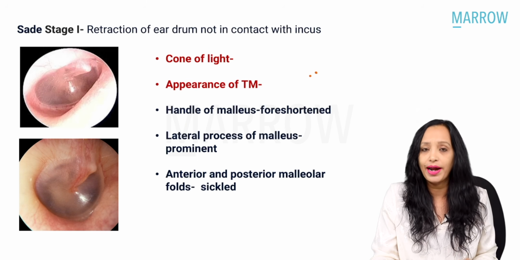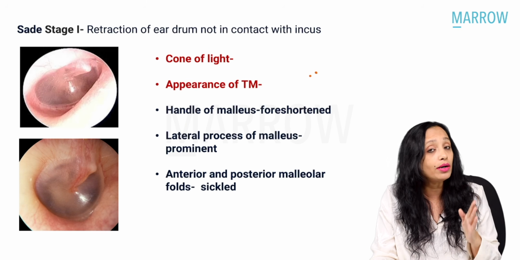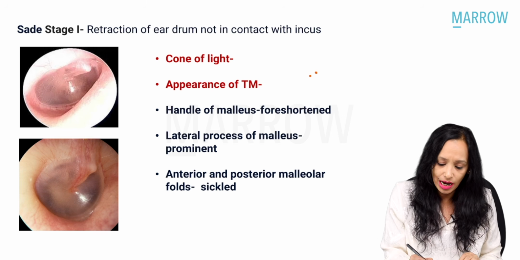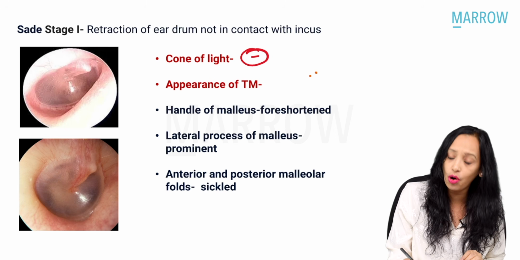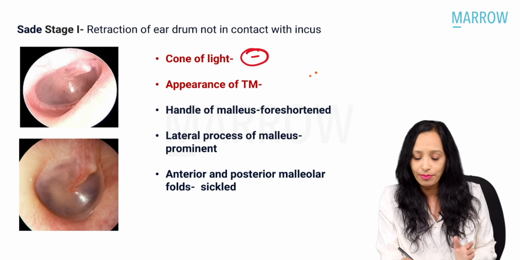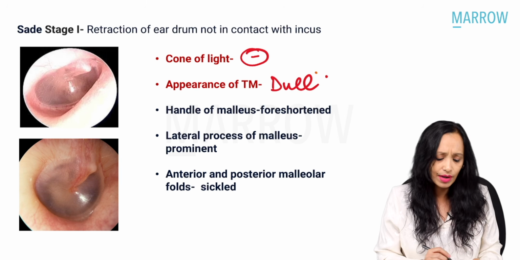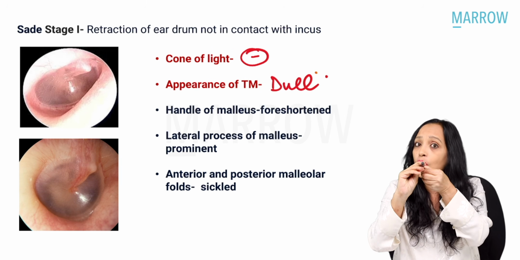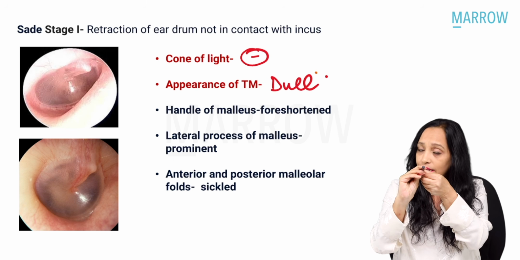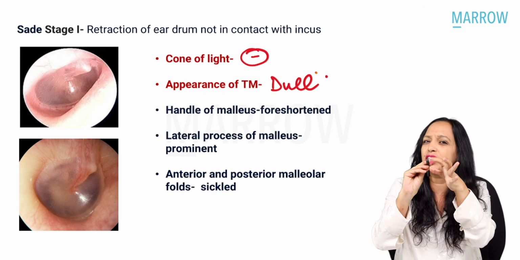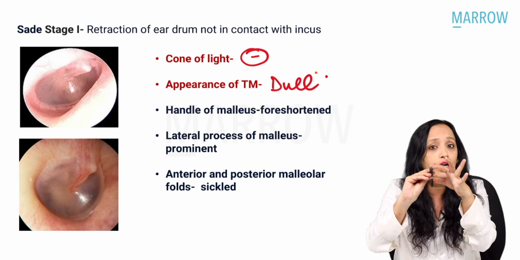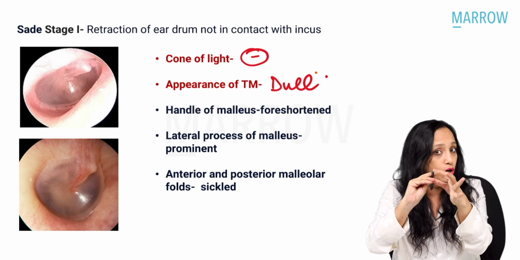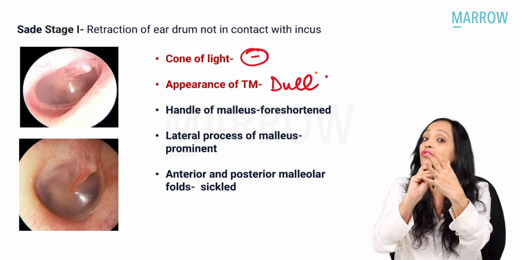How will we find that the tympanic membrane is just retracted? What are the findings of a retraction of the tympanic membrane? The cone of light is either absent or distorted, because of which the tympanic membrane appears very dull. When the tympanic membrane is retracted, the handle of the malleus is pulled inward, because of which the handle of the malleus appears very short. That is known as foreshortening of the handle of the malleus, which was appearing lengthened like this. Now it is appearing foreshortened, and also the lateral process of the malleus will become more prominent.